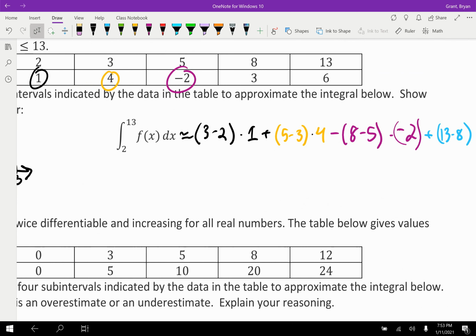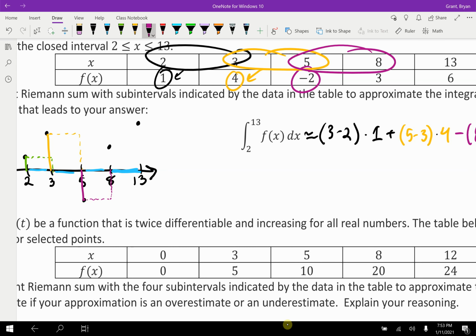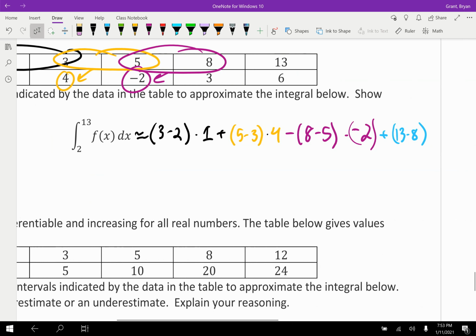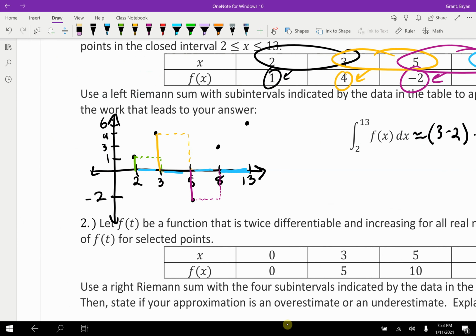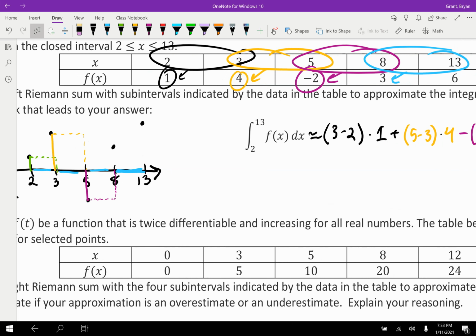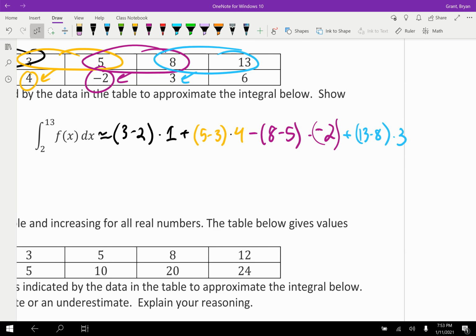And then how do we find the height? Well, for the first one in black, we subtracted 3 minus 2, and then we picked this guy. And then in yellow, we did 5 minus 3 and then picked that guy. Purple, 8 minus 5, picked that one. And then in blue, 13 minus 8, we've got to pick this one. Why are we picking the one on the left as opposed to the one on the right? This is a left Riemann sum. We always pick the height on the left side of each interval. And so by keeping that pattern, you can actually do this without drawing a graph.